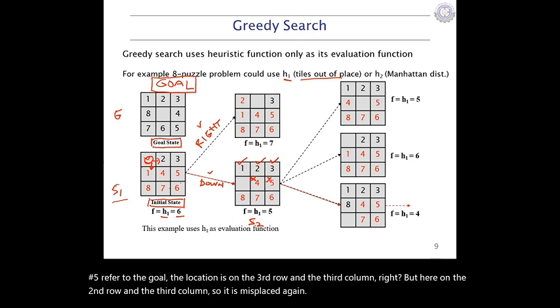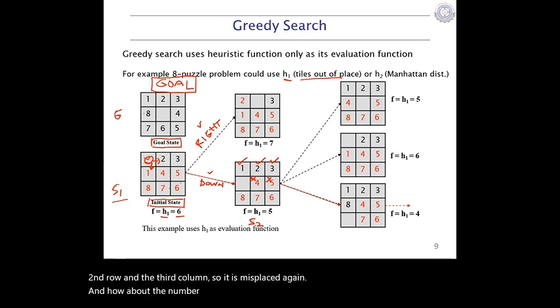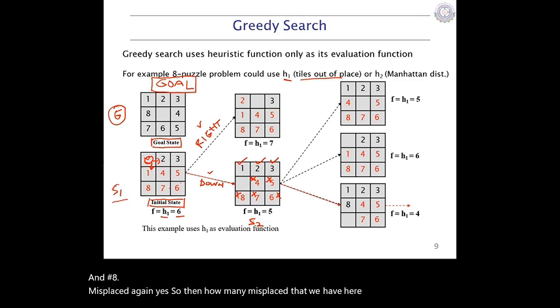Right? And how about number six? Referring to the goal here, number six, is it the right location, the right position, or misplaced? Misplaced again. And number seven, again misplaced. And number eight, misplaced also. So then how many misplaced tiles do we have here in state 2, the second state?